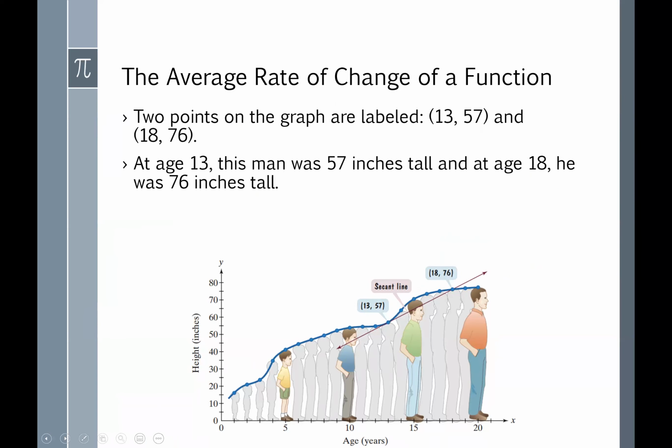Okay, so the 2 points are, when he's 18, he's 76 inches tall. When he's 13, he's 57 inches tall. So again, and let's talk about that. I didn't talk about that. His height depends on how old he is. So my independent variable is his age, and his height is my dependent variable.